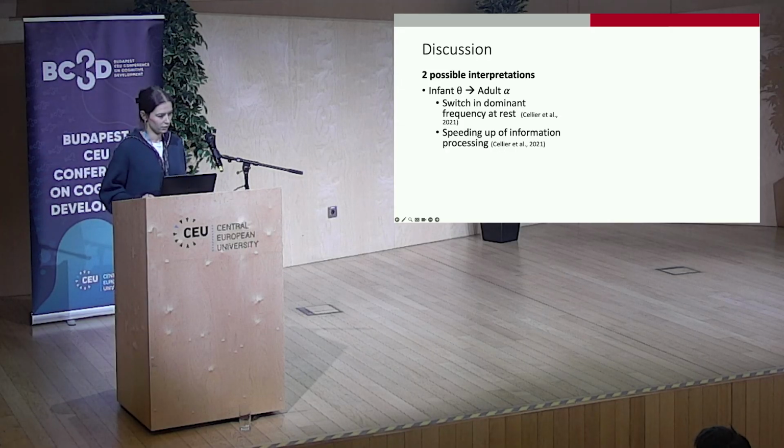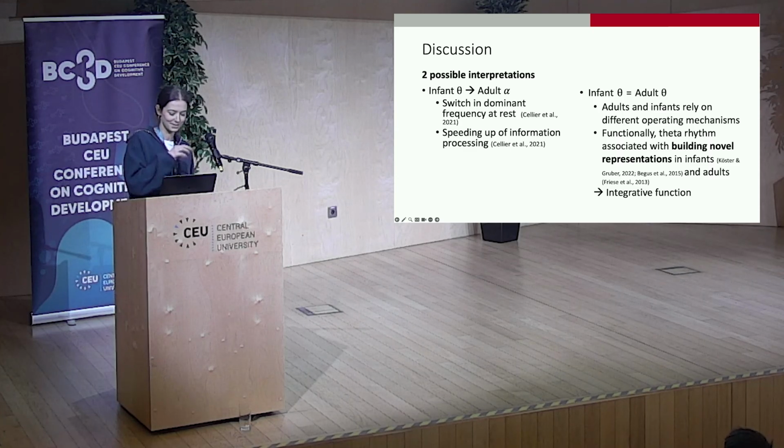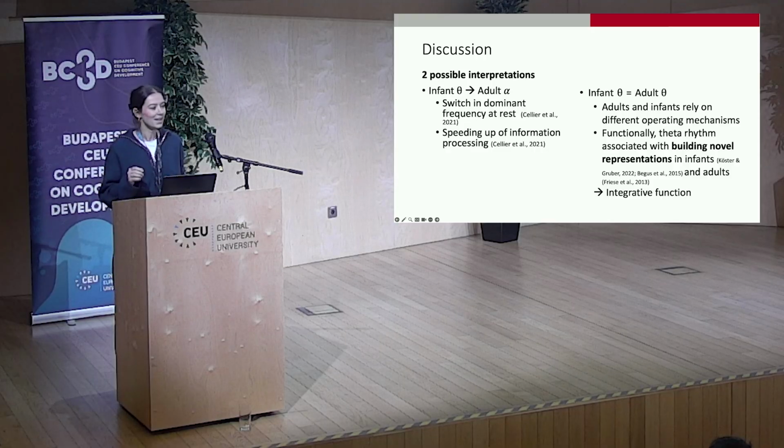Our understanding, however, is leaning more towards a second interpretation, which is that infant theta actually is functionally equivalent to adult theta. That is, the finding that infants recruit theta and adults recruit alpha is because they recruit different operating strategies. This interpretation is based on findings investigating the functionality of the theta rhythm.